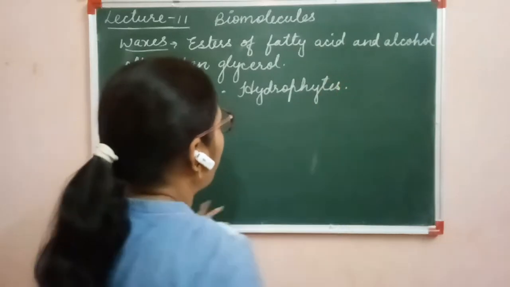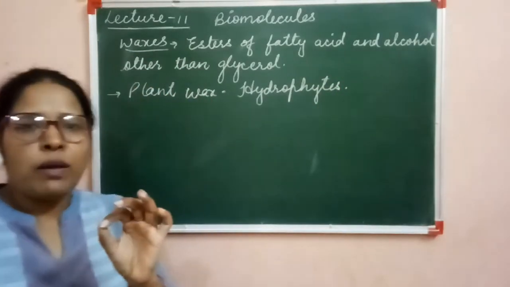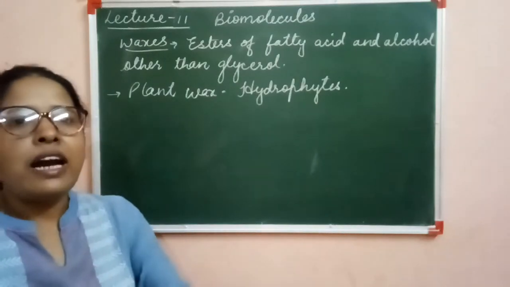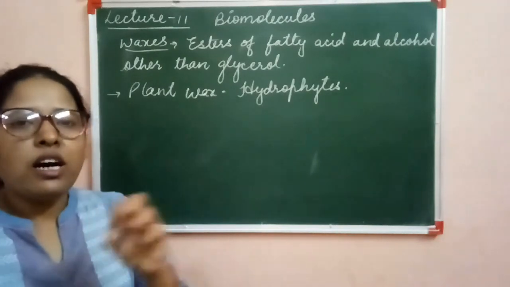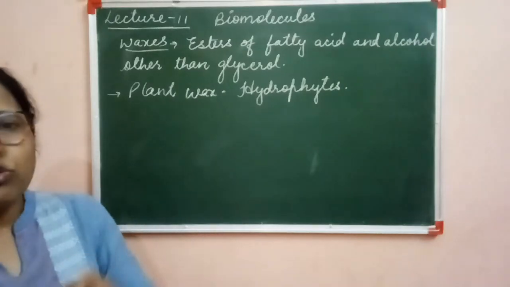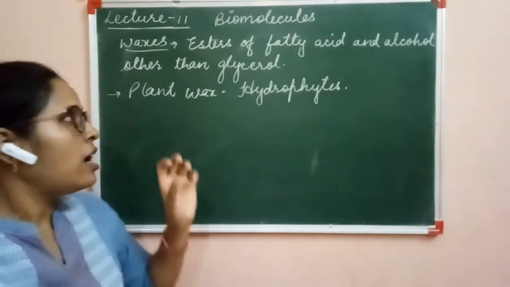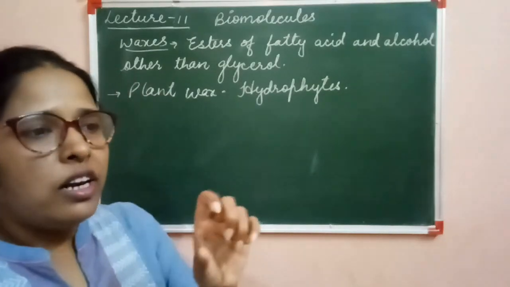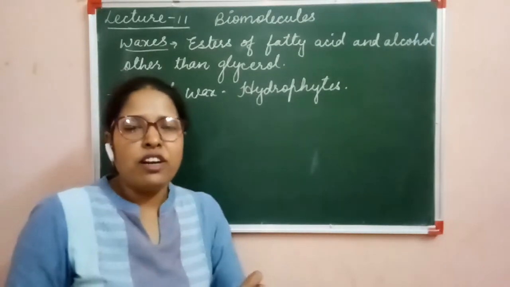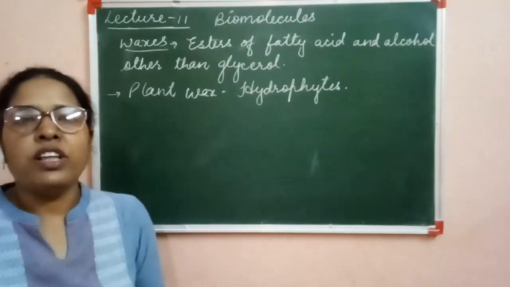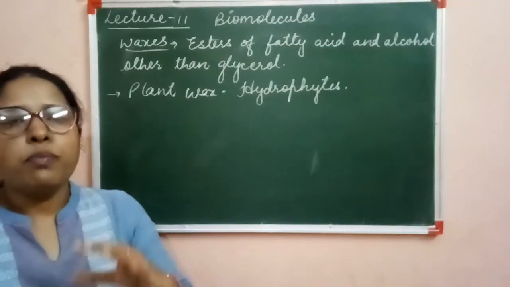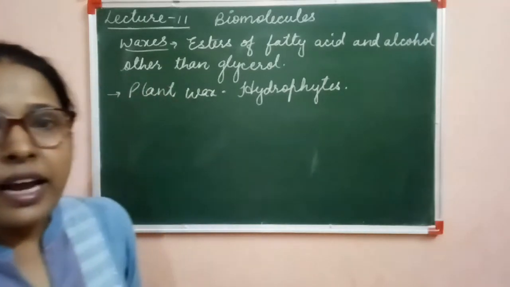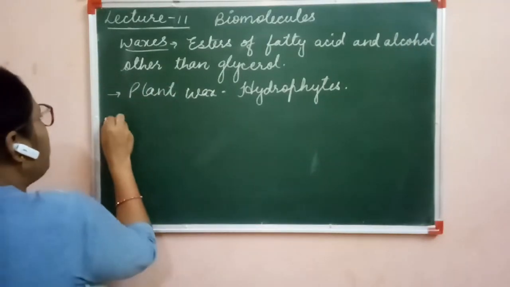We know that the leaves of the aquatic plants have a waxy layer on the surface, so that the leaf cannot be decomposed in the water. So this waxy substance is the plant wax, which is basically present in the leaves of hydrophytes, and it forms the cuticle layer of the leaves, the outermost protective layer, and it prevents the process of transpiration.